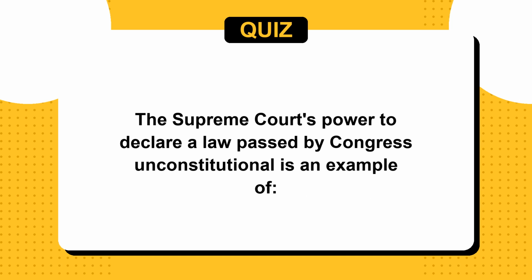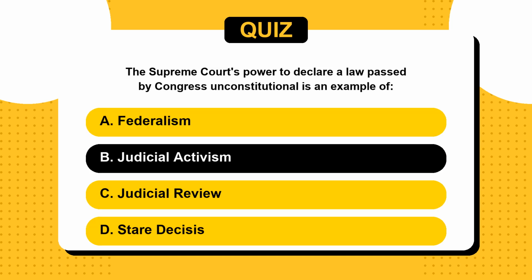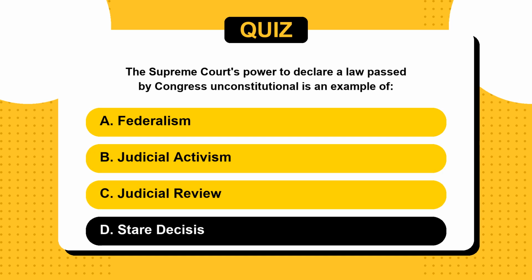Next question. The Supreme Court's power to declare a law passed by Congress unconstitutional is an example of: is it A, federalism? Or B, judicial activism? C, judicial review? Or D, stare decisis?